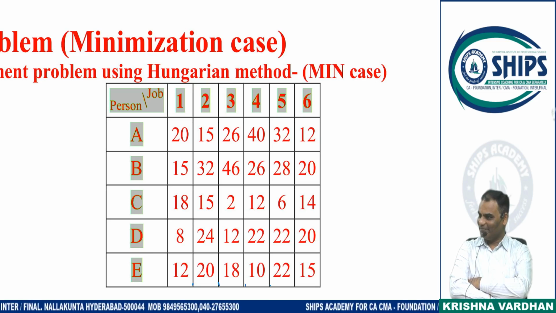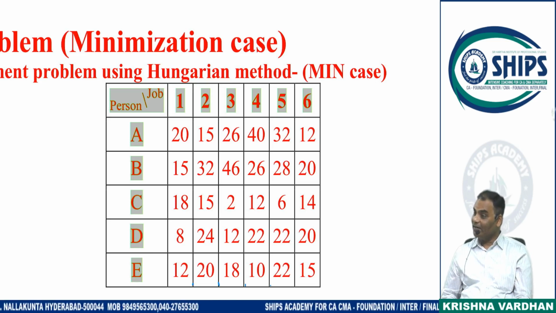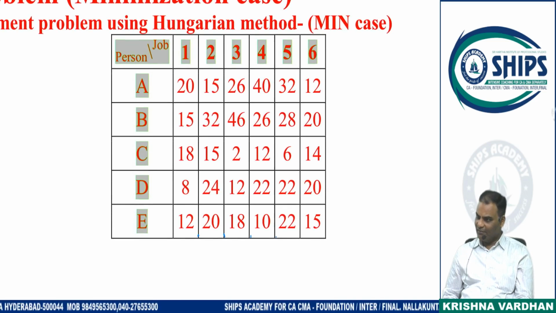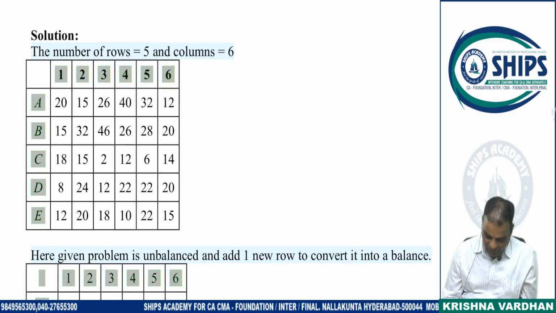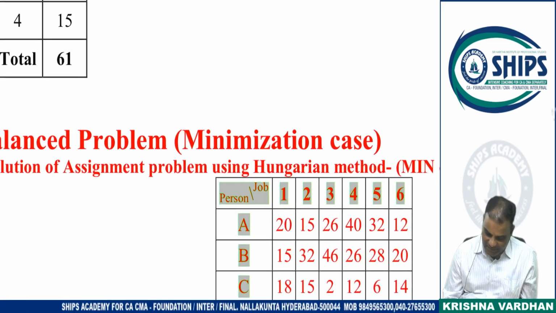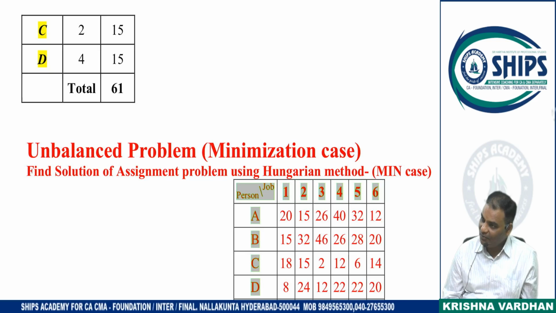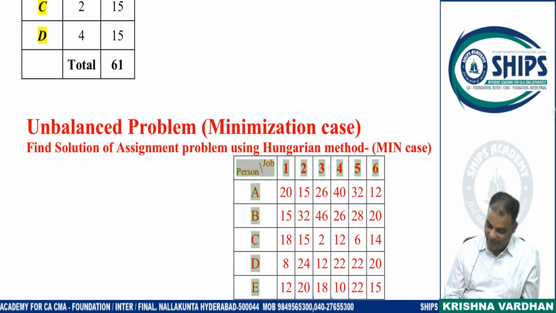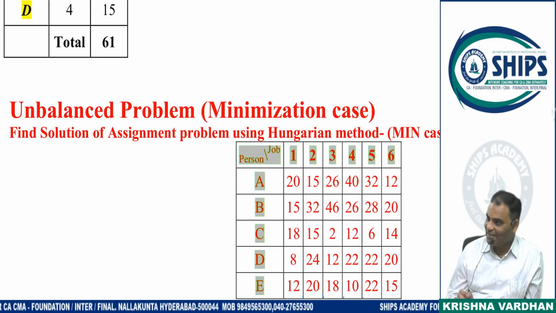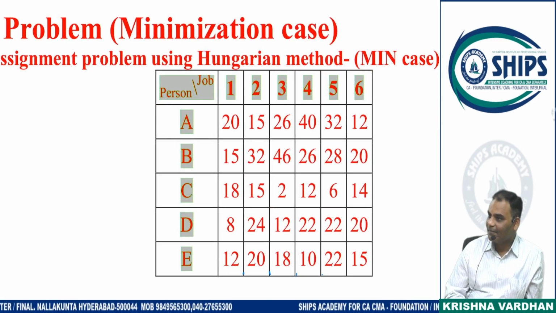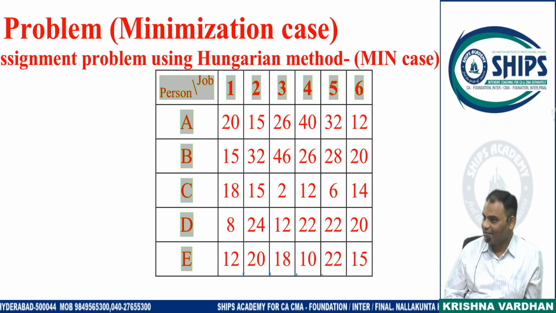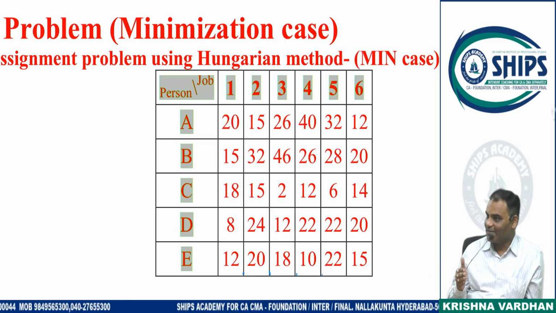I didn't get you. Last one? How come? No, see here the problem is unbalanced with minimization. I didn't say maximization, no? No, I have written very clearly unbalanced and minimization case. Then? Let it be zeros. You don't subtract, leave it as it is. 0, even if you are subtracting with something else, the answer would be 0.